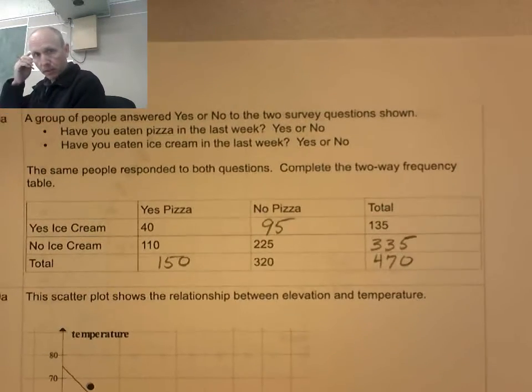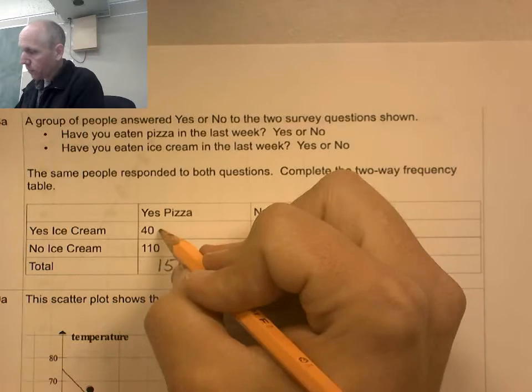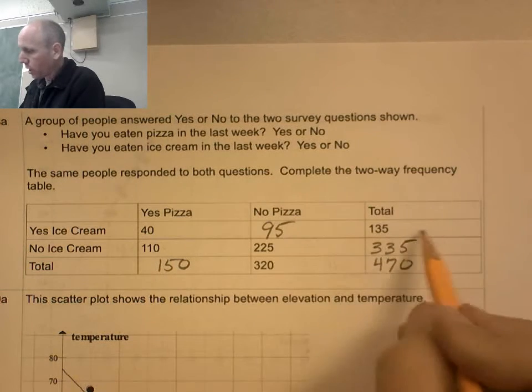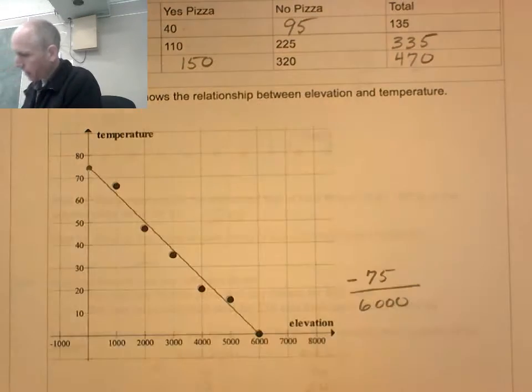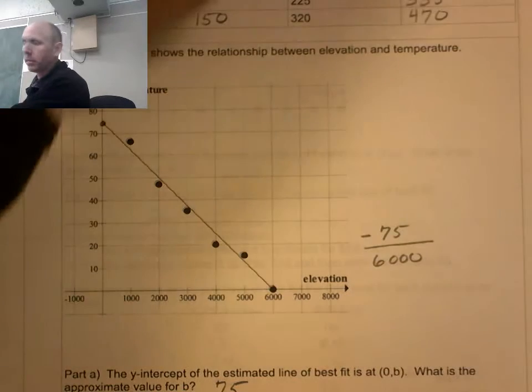Okay, filling in the table, remember you add down, so 40 plus 110 is 150. You add across and make it work like that. Scatter plot. Where is the intercept? Well, the intercept is right there. I have that as 75.